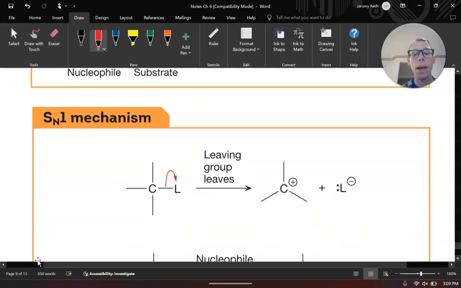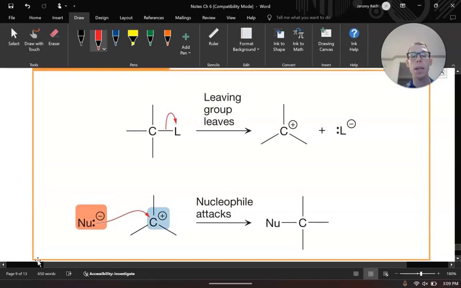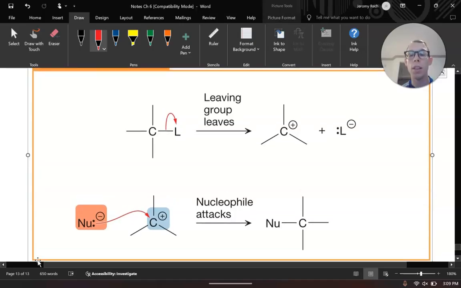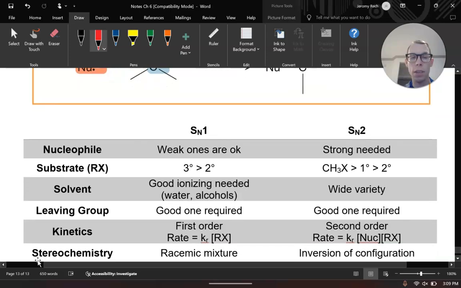Your SN1 mechanism is going to have two steps, each with just one arrow. The first is your leaving group is going to leave to form your carbocation, and then your nucleophile will then come capture that carbocation to form your bond. Both of them are going to form your nucleophile plus substrate as your key product. The way they're going to get there is going to be a little bit different.